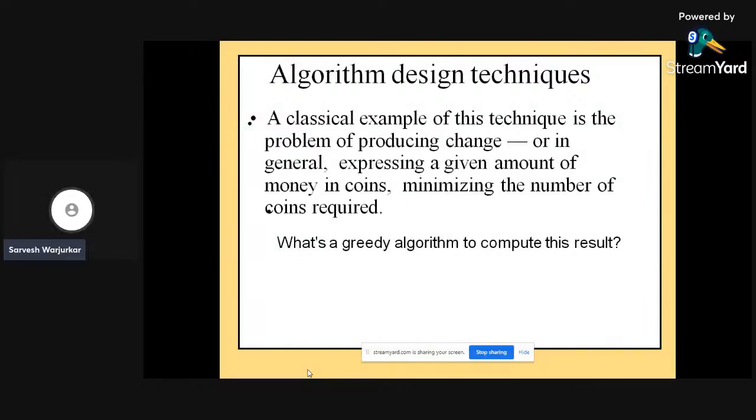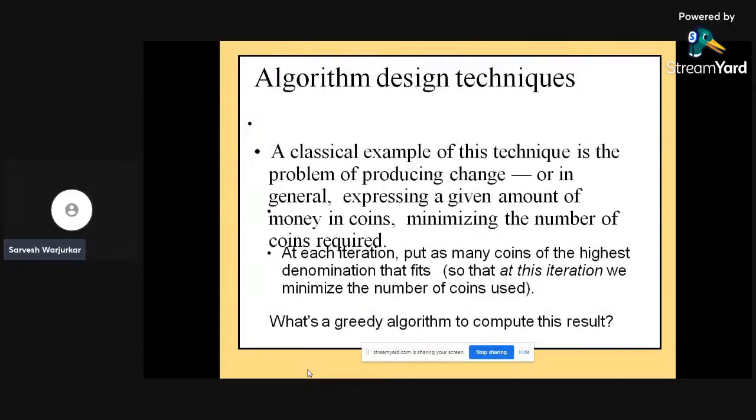A classical example of this technique is the problem of producing change, or in general, expressing a given amount of money in coins while minimizing the number of coins required. What is a greedy algorithm to compute this result? In a simple way, at each iteration, put as many coins of the highest denomination that fits. The highest denomination that fits, we are going to put as many coins as we can.